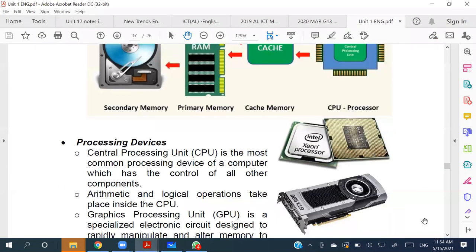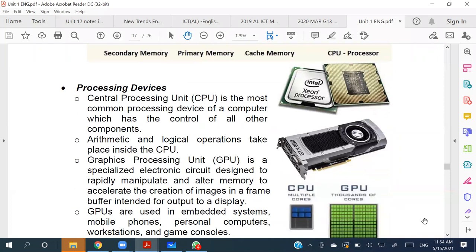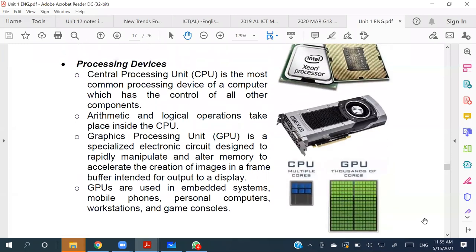Next is about the processing devices. The central processing unit, CPU, is taken as the major processing device in the computer. CPU is involved in each and every instruction which is fed into the computer through the input devices and storage devices. It does the arithmetical and logical processing inside the CPU. To do that, there is something called the arithmetic and logic unit, which we are going to learn about in the next lesson.